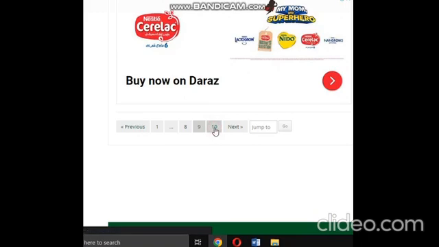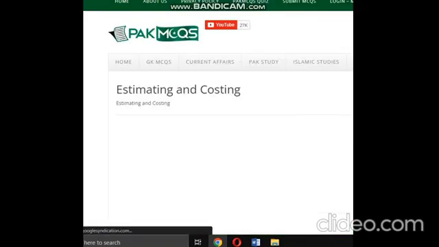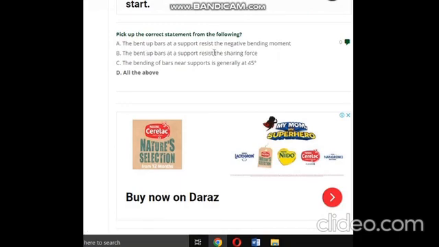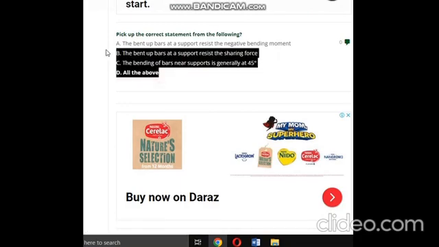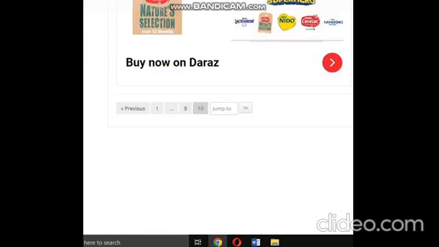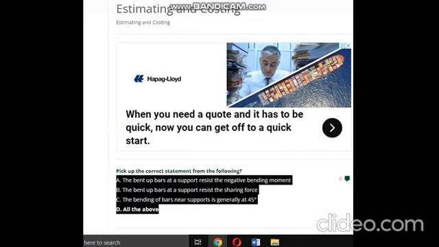The last 10 number page is very easy, and this is also the same question. Pick up the correct statement from the following, and all are correct. The bent up bar near support is generally 45 degree. This is true. The bent up bar at support resists the shearing force. The bent up bar at support resists negative bending moment. All of these. This was the last.